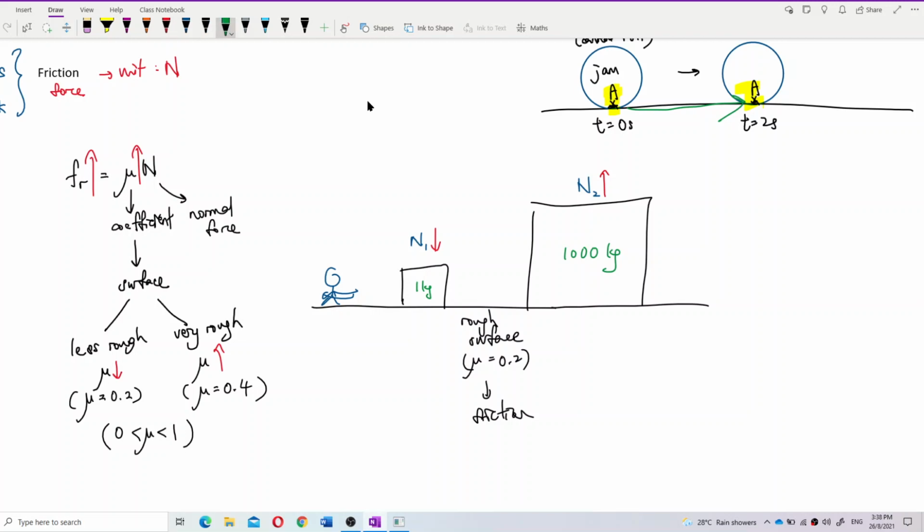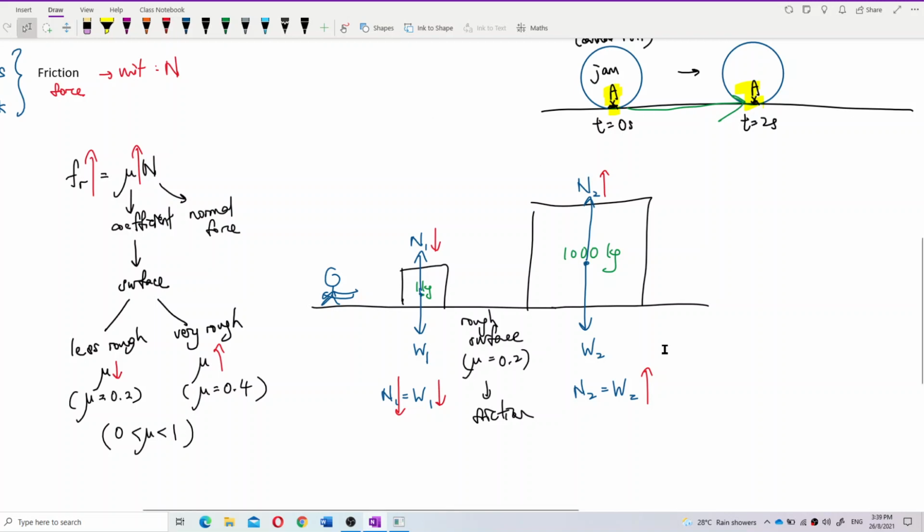Okay, let us draw the free body diagram. This one has a weight. This one is the weight 1, and this one is the normal force 1, isn't it? And then this one is the weight 2 and normal force 2. So we know that for this case, N1 is equal to W1, and N2 is equal to W2. Because W1 is a smaller weight, the normal force will become smaller. But W2 is a bigger weight, so it experiences a higher normal force.